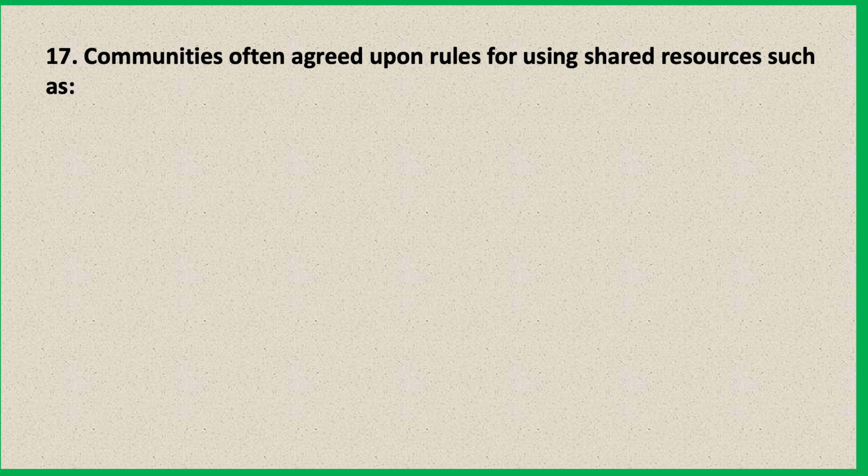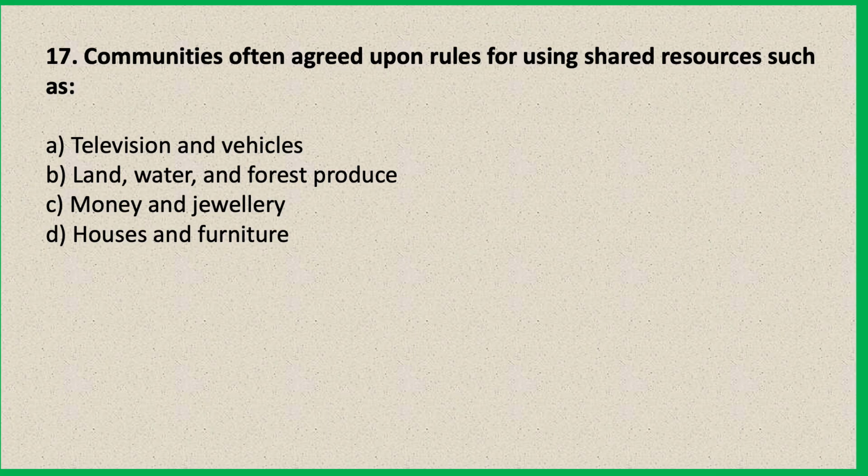Communities often agreed upon rules for using shared resources such as television and vehicles, land, water and forest produce, money and jewelry, houses and furniture. Communities often agreed upon rules for using shared resources such as land, water and forest produce.